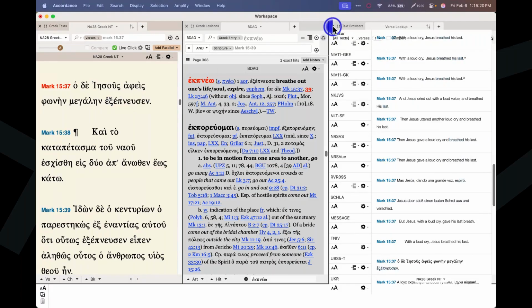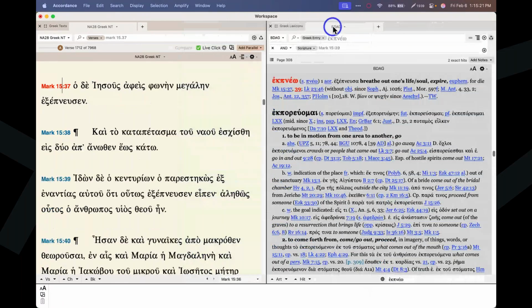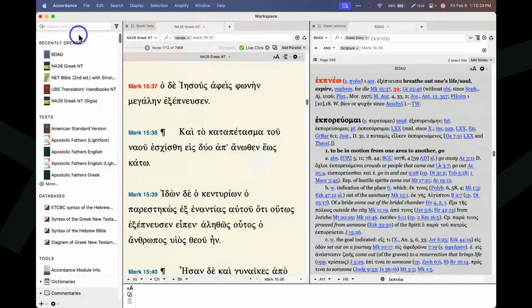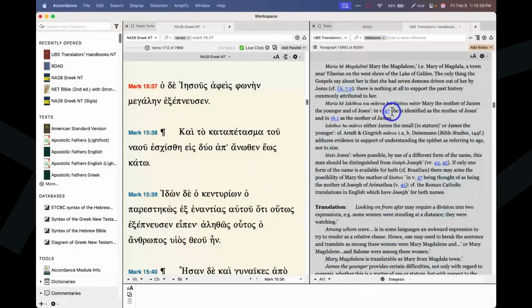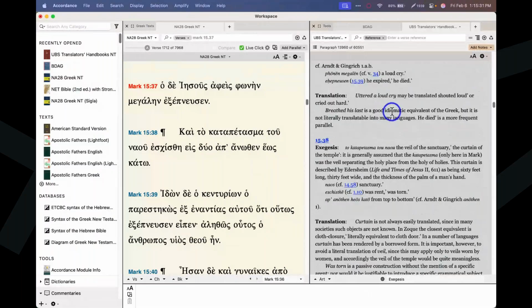This is the kind of thing that I often will turn to the UBS Bible translators handbooks for, because they'll often have notes along these lines. Let me just scroll up to verse 37 here. Breathed his last, it says, is a good idiomatic equivalent of the Greek, but it is not literally translatable into many languages. He died is a more frequent parallel. Well, it is quite translatable into English, and so we leave it there. But if you were going into another language, of course, you'd want to think about that. Let's pause there and see what comments or questions you've got on that verse.